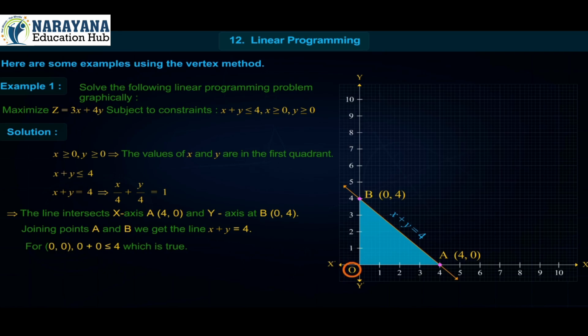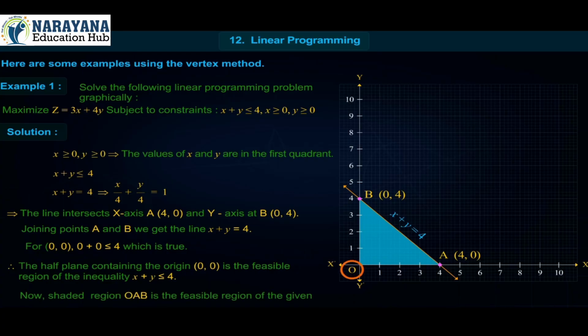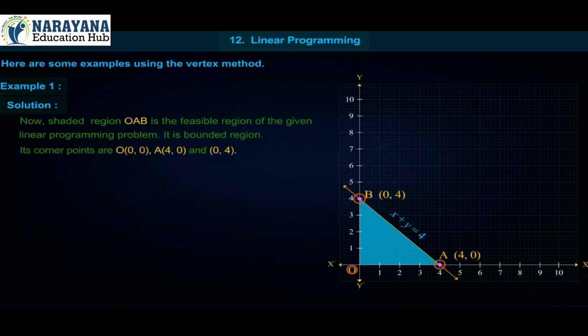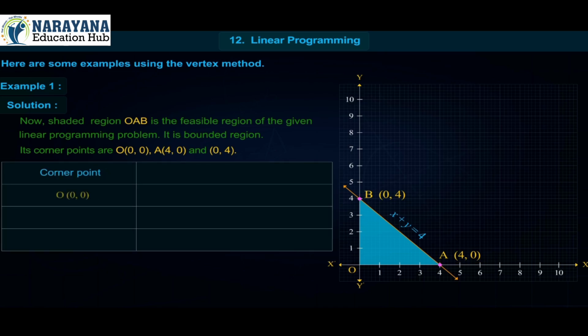Put (0, 0): 0 plus 0 is less than or equal to 4, which is true. Therefore, the half plane containing the origin (0, 0) is the feasible region of the inequality x plus y is less than or equal to 4. Now, shaded region OAB is the feasible region of the given linear programming problem. It is a bounded region. Its corner points are O (0, 0), A (4, 0) and B (0, 4).